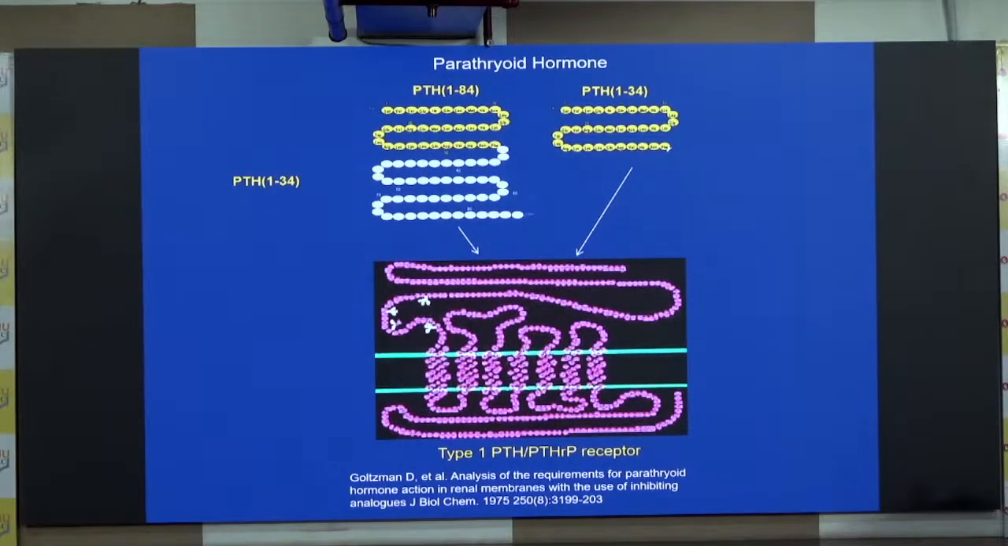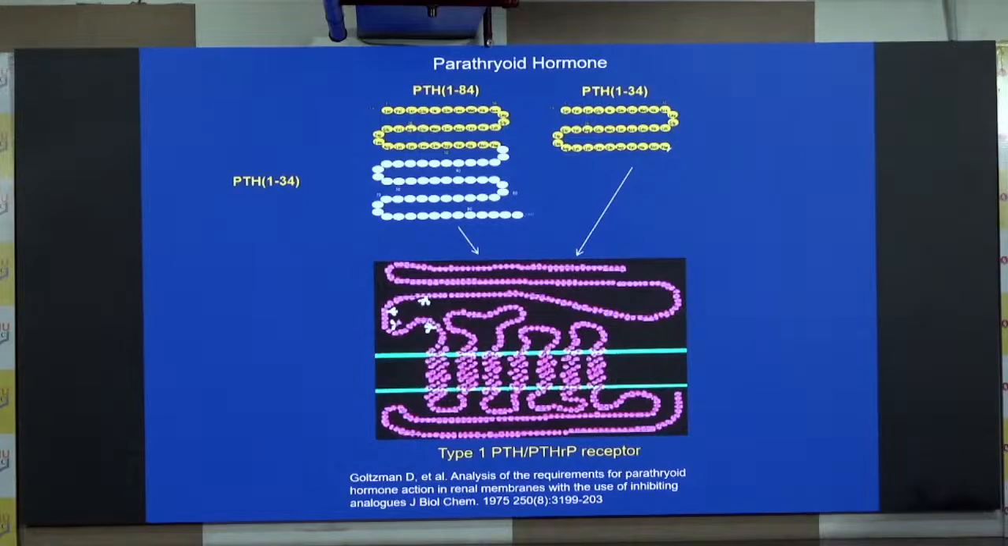Now, many years ago, we began to study parathyroid hormone. The major protein form of parathyroid hormone released from the parathyroid glands is an 84 amino acid straight chain peptide, parathyroid hormone 1 to 84, PTH 1 to 84. The entire biological activity, however, resides within the amino terminal 34 residues. PTH 1 to 34 can be synthesized and has all of the biological activity of PTH 1 to 84.